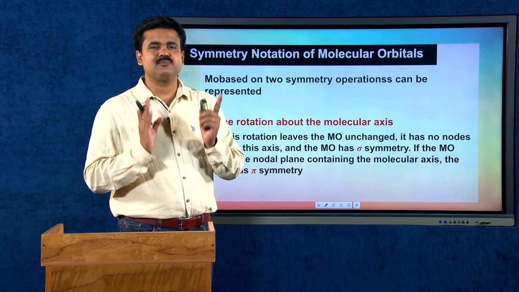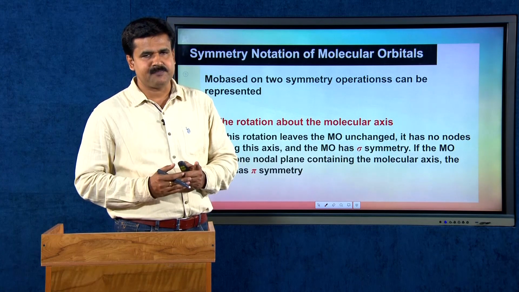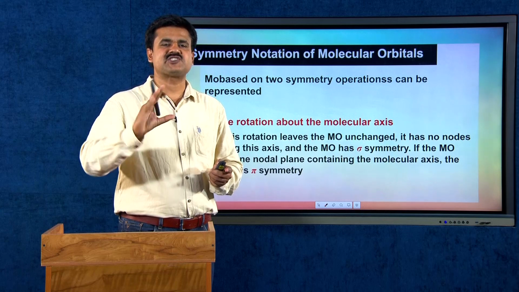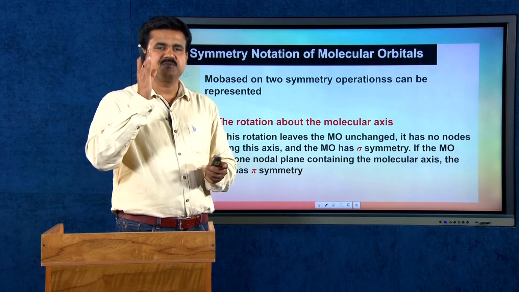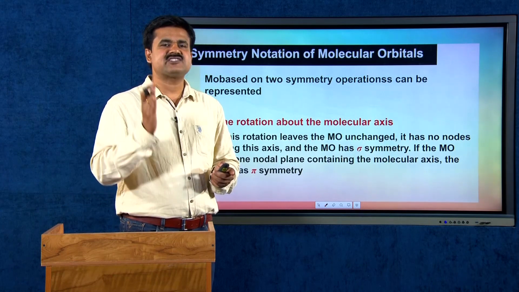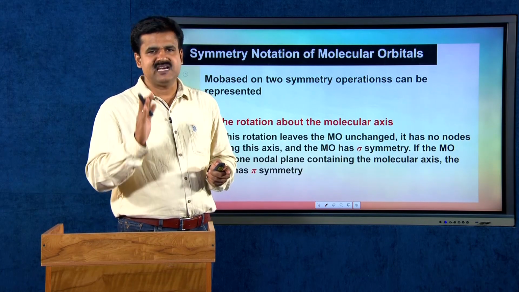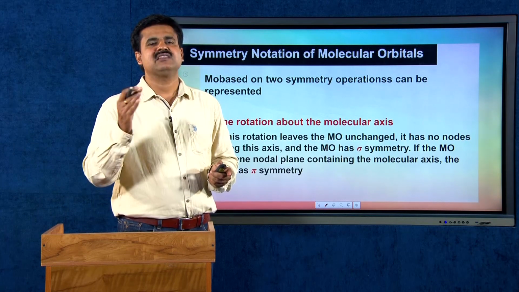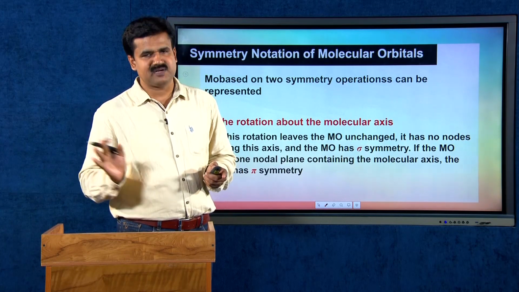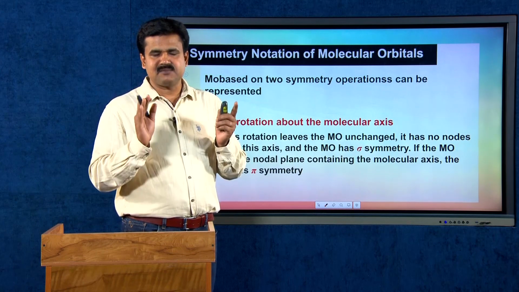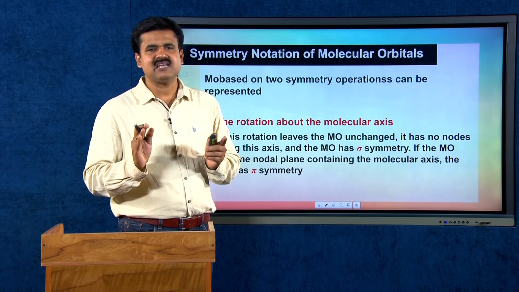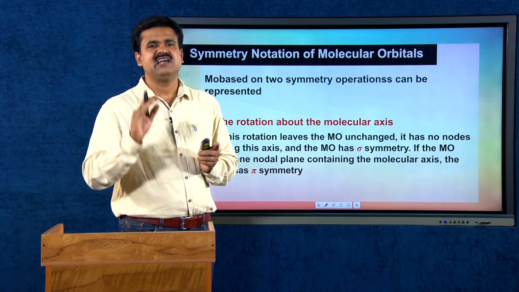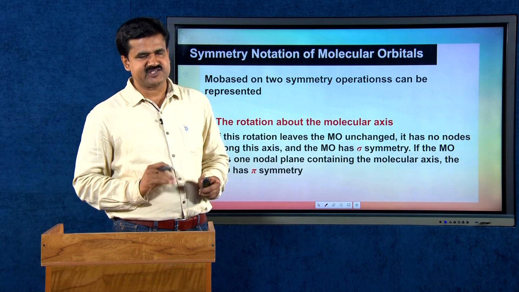In such a case, the molecular orbital has pi symmetry. So, to assign sigma symmetry or pi symmetry, we have to take a molecular orbital first, perform rotation about the molecular axis, and observe the result. If the rotation changes the MO, then it has pi symmetry. If there is no change in the MO, the molecular orbital has sigma symmetry. That is, sigma symmetry is assigned if and only if the molecular axis rotation leaves the MO unchanged.